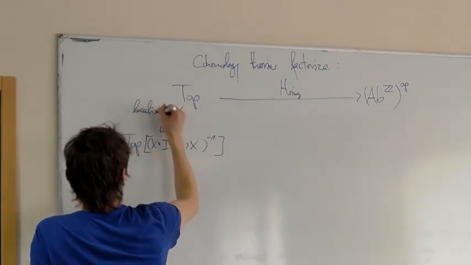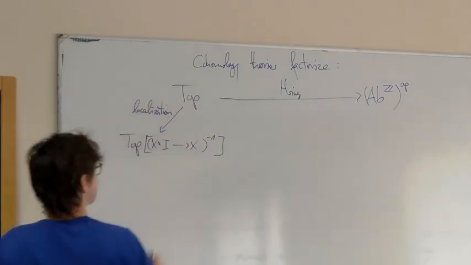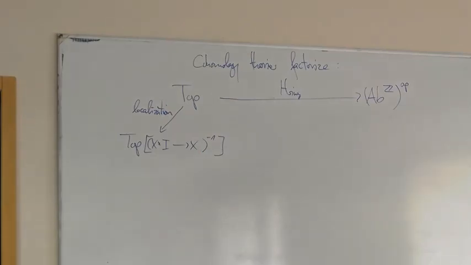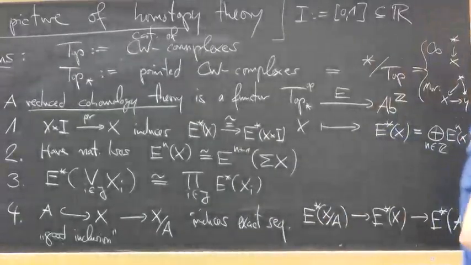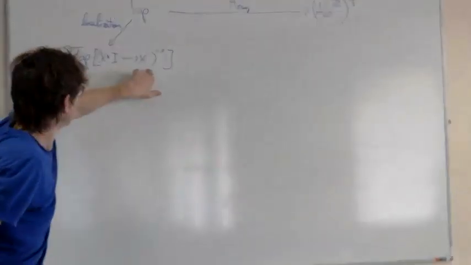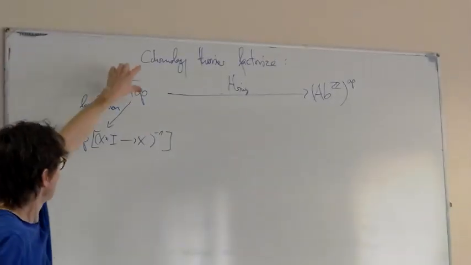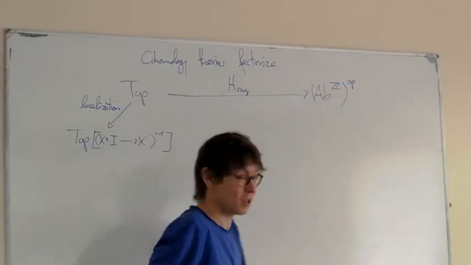That's what is called a localization. That will be today's topic. And just by the universal property of this localization, so it's sort of the initial functor which turns this collection of maps into isomorphisms, it will have to factorize through here, right?